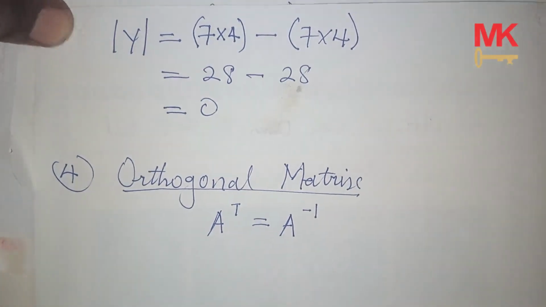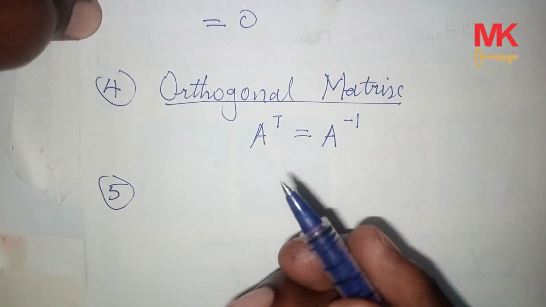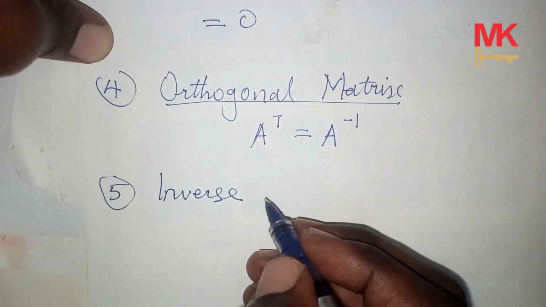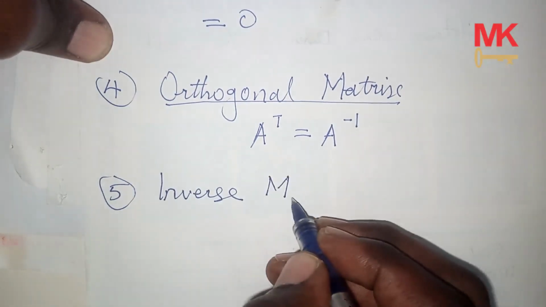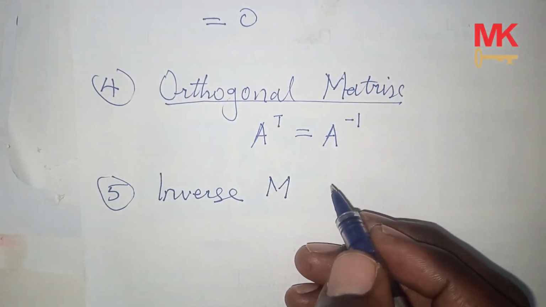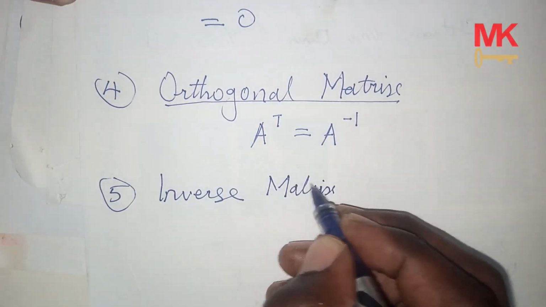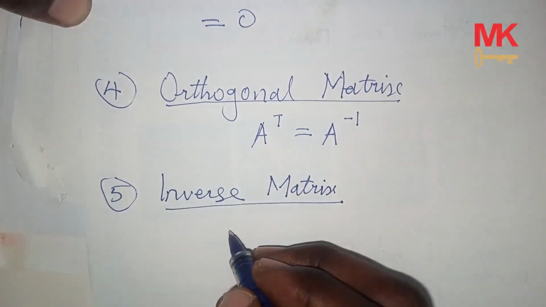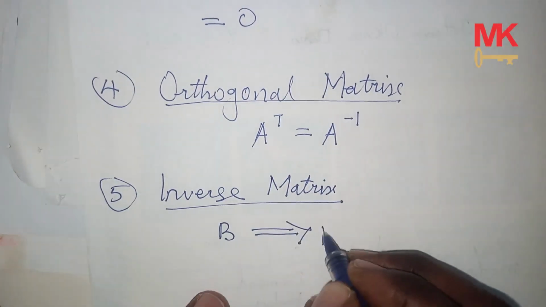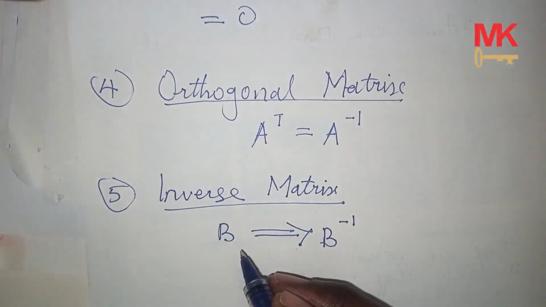And then number 5, we have the inverse of a matrix, the inverse matrix. We'll talk about the inverse of a matrix later, the inverse of a 2 by 2, the inverse of a 3 by 3 matrix, and all that. The inverse of a matrix is just this: if B is a matrix, then the inverse of the matrix B is B raised to the power minus 1. So this means the inverse of the matrix B.